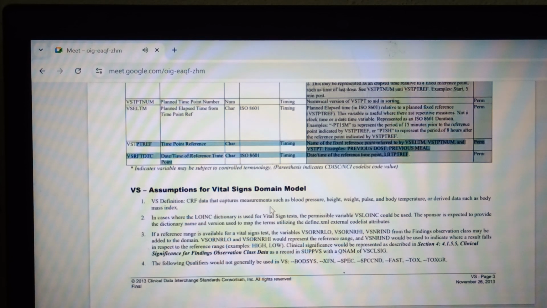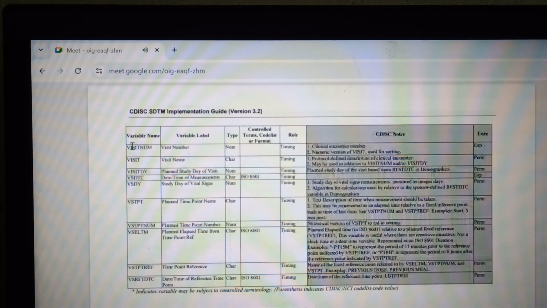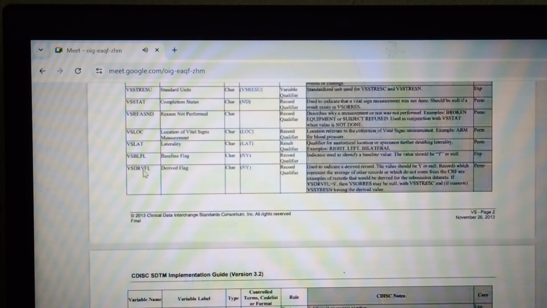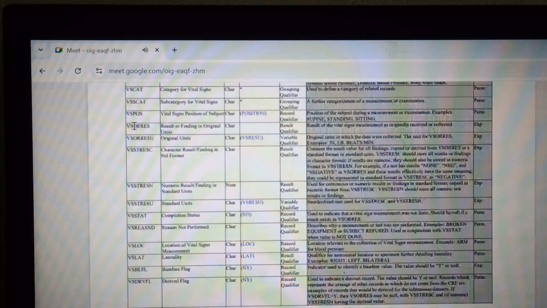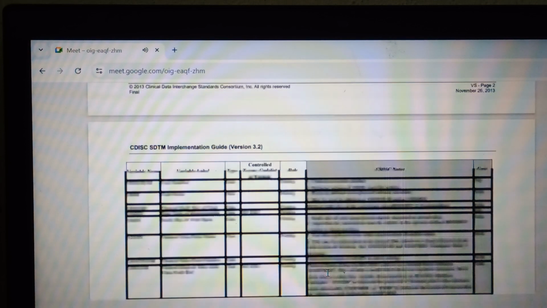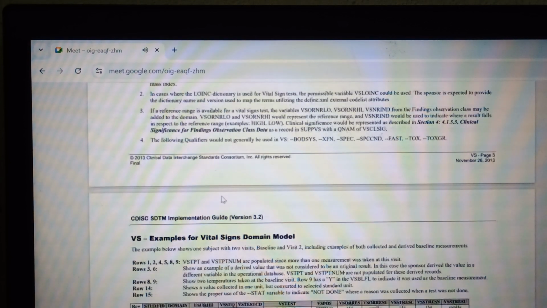You should remember all these variables and the naming convention. This will be repeated for all your findings domains. The only one thing that will differ is the prefix, for example, VS, LB, EG, okay. So that will be changed. For example, VSORRES, LBORRES, EGORRES, okay. So these are based on your domain, it will be captured. Okay. So that's it for your vital signs.